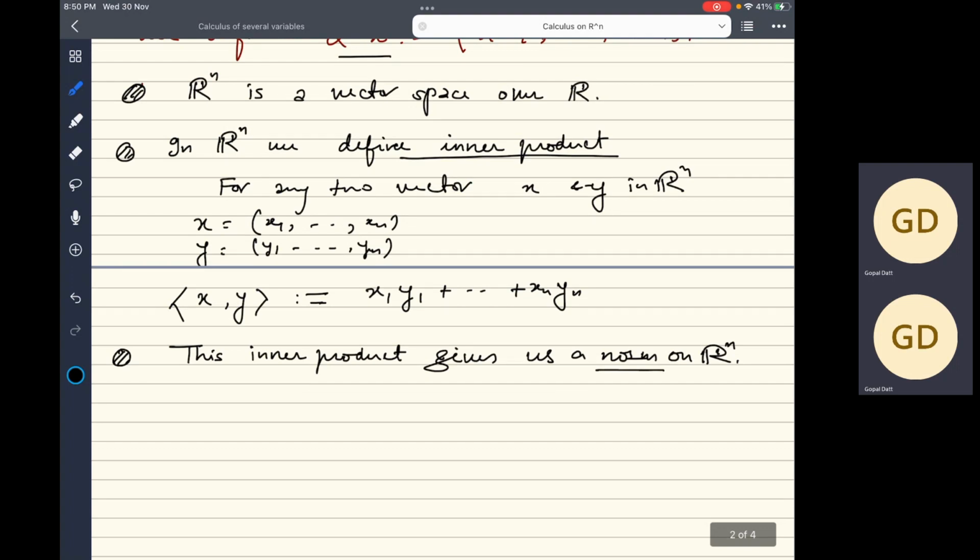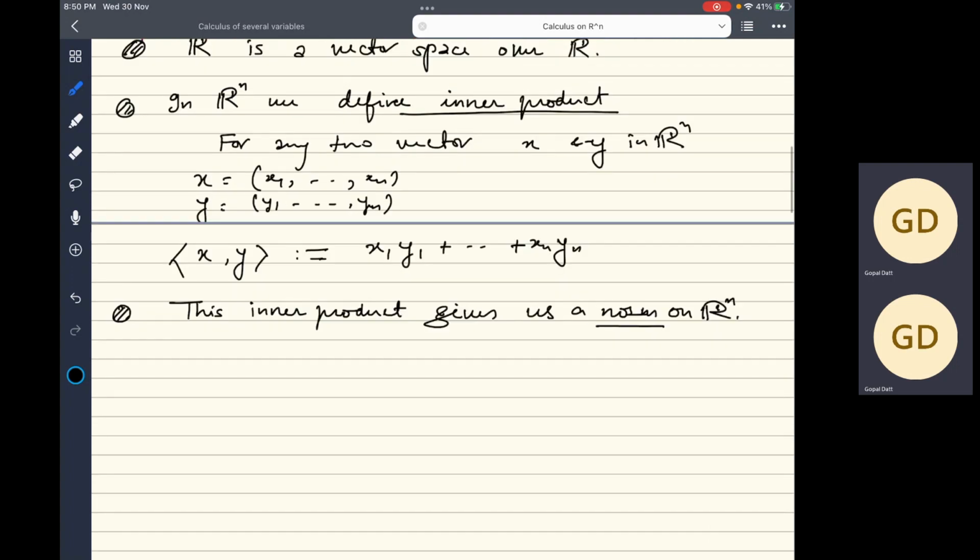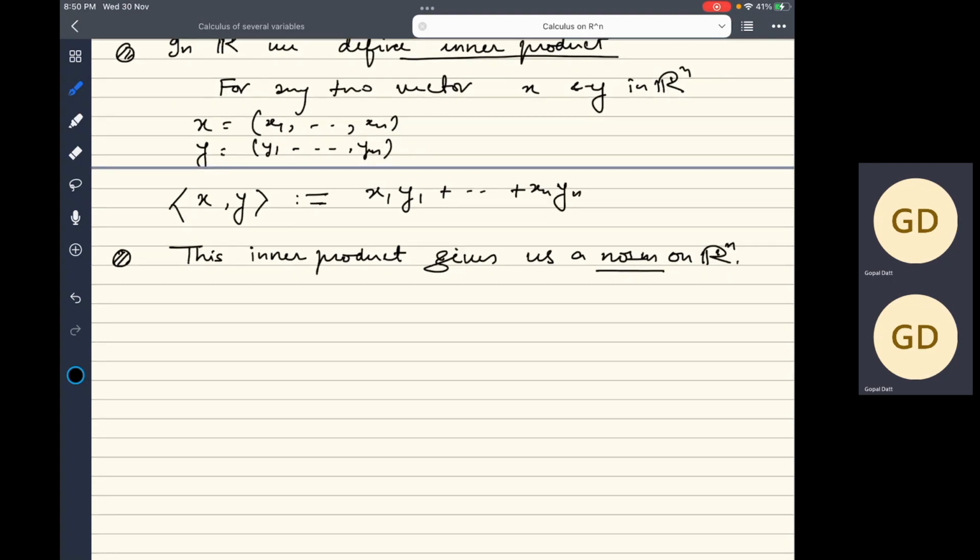You have seen these things in your linear algebra course. I am just recalling all these things briefly. If you remember, a norm on Rn or any vector space is: norm of x is nothing but the square root of the inner product of x with itself. Or in other words, norm x square is the inner product of x with x.